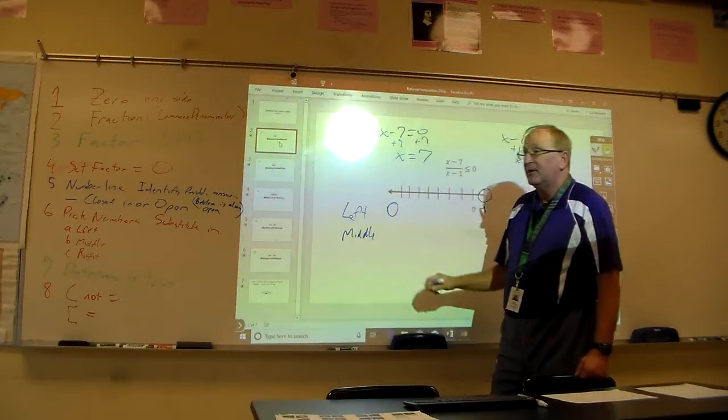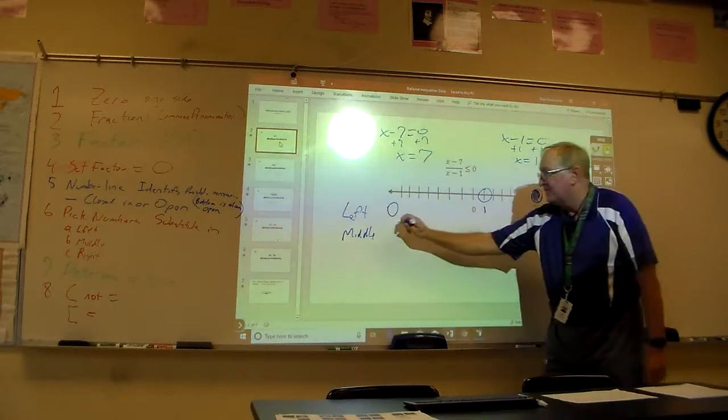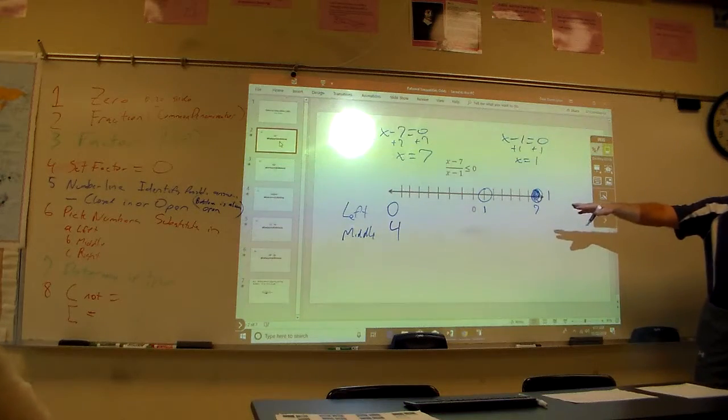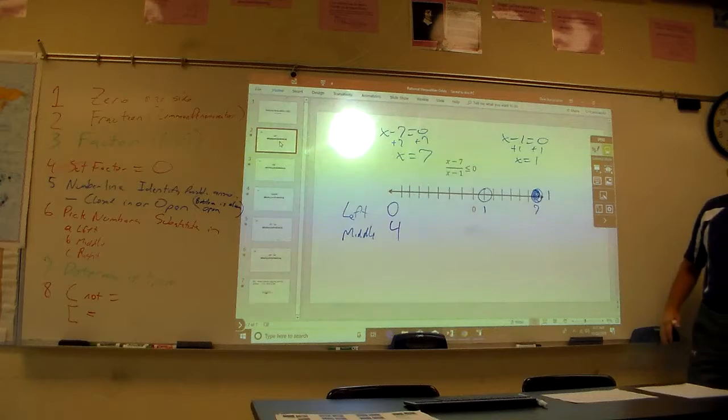I need to pick a number in the middle. Now I'm going to tell you this here. Probably the best number to pick in the middle, because I worked it out earlier, somebody just picked a number and I got lucky, was 4. 4 is a good number to pick. You'll see why in a minute, okay?